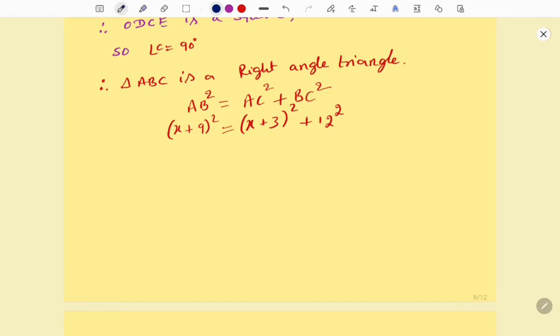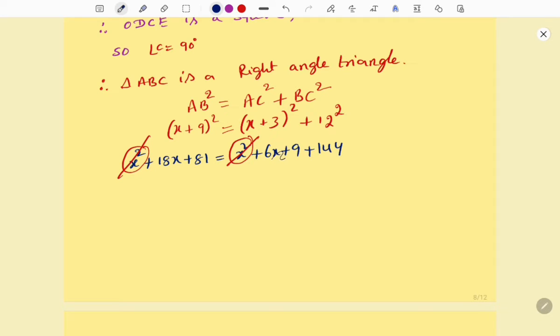See, (X plus 9) whole square, using the (a plus b) whole square formula: X square plus 2 nines are 18x plus 9 square, 81, is equal to X square plus 3 into X into 2, that is 6x, plus 3 square, 9, plus 144. Now both sides, the same terms are cancelled.